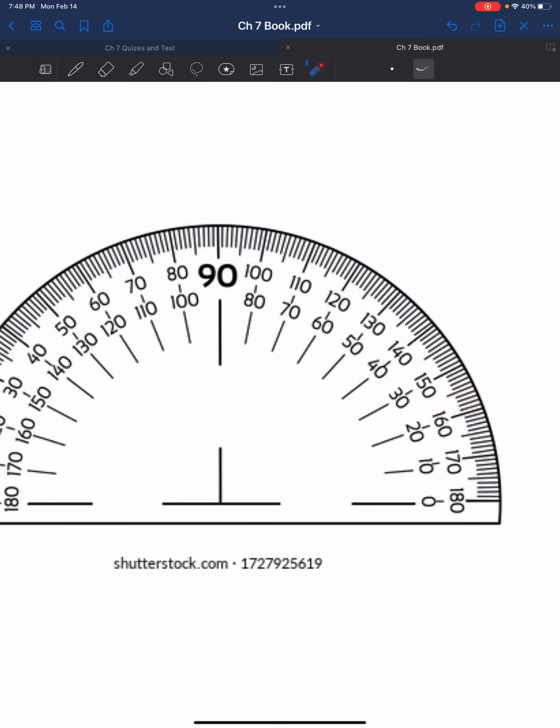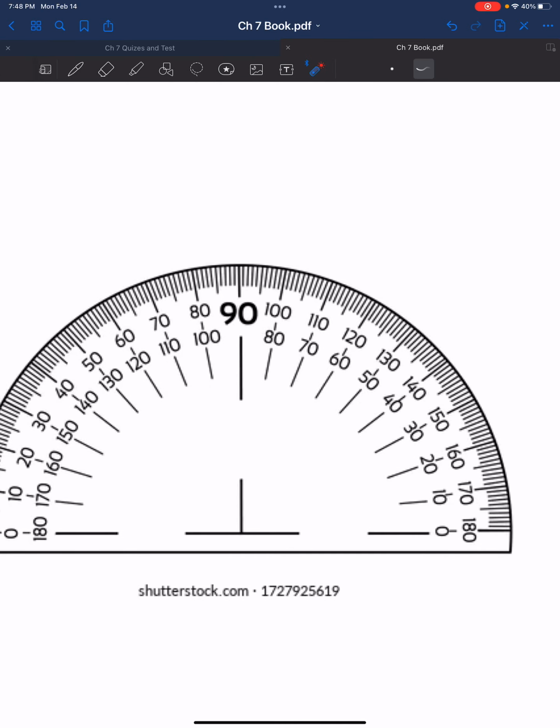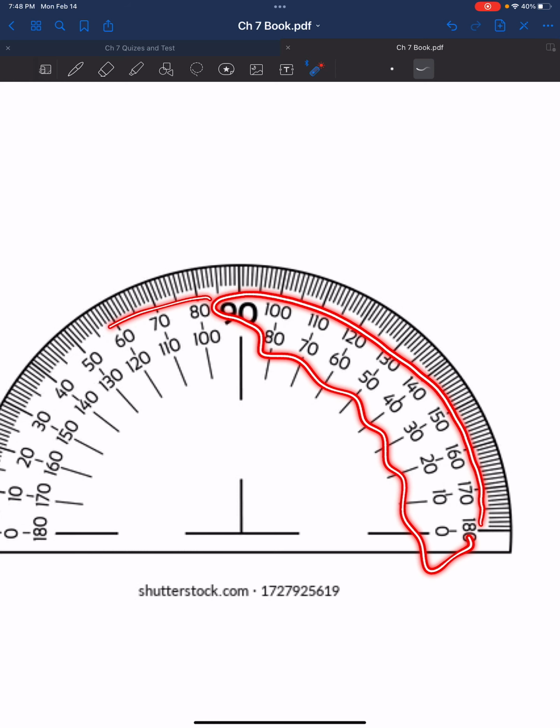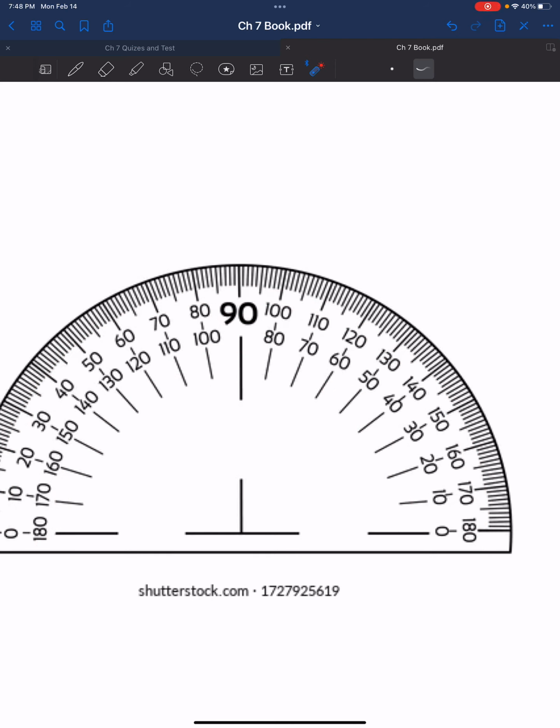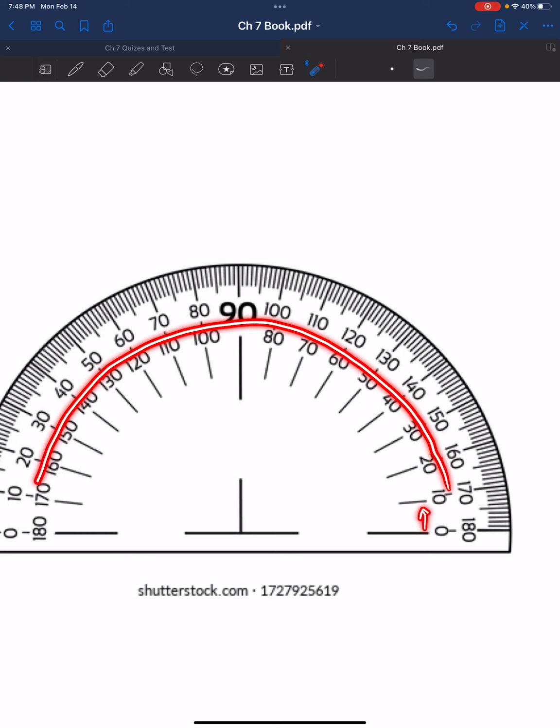But now let's talk about the numbers on your compass, because a lot of kids get confused on why on earth it has two versions of numbers going on over here and two versions of numbers going on over here. So let me explain that. If your angle opens anywhere over here, on this half of it, you're going to want to start with these numbers that are on the inside. These are the inside numbers, okay?